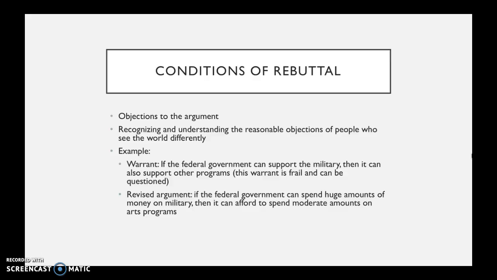Conditions of rebuttal are objections to the argument, which is recognizing and understanding the reasonable objections of people who see the world differently. An example of this is you have a warrant of if the federal government can support the military, then it can also support other programs. This warrant is frail and can be questioned by others, so you would want to revise it.